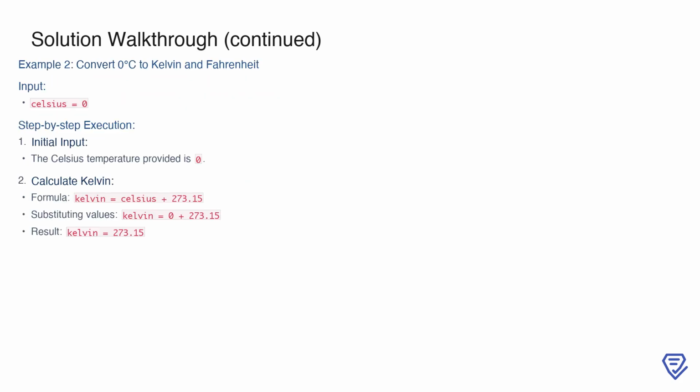Now, let's take another example where the input temperature is 0 degrees Celsius. We begin by calculating the temperature in Kelvin. Using the same formula, Kelvin equals Celsius plus 273.15, we substitute 0 for Celsius. Adding 0 to 273.15 gives us 273.15 Kelvin. This completes the Kelvin conversion for this input.